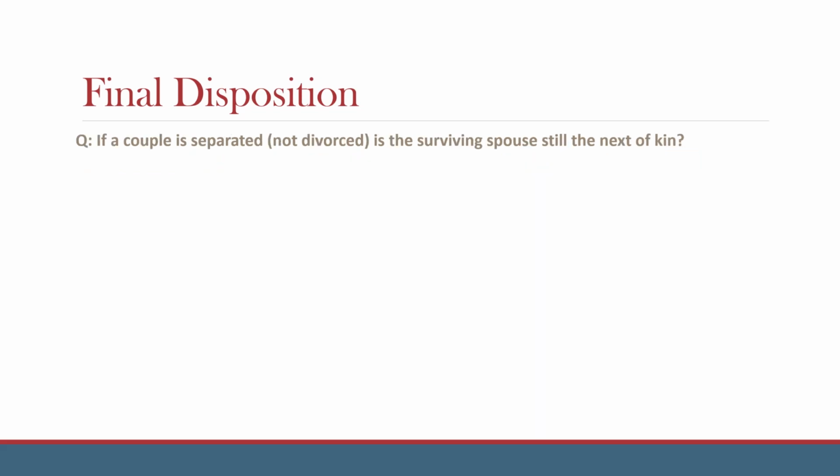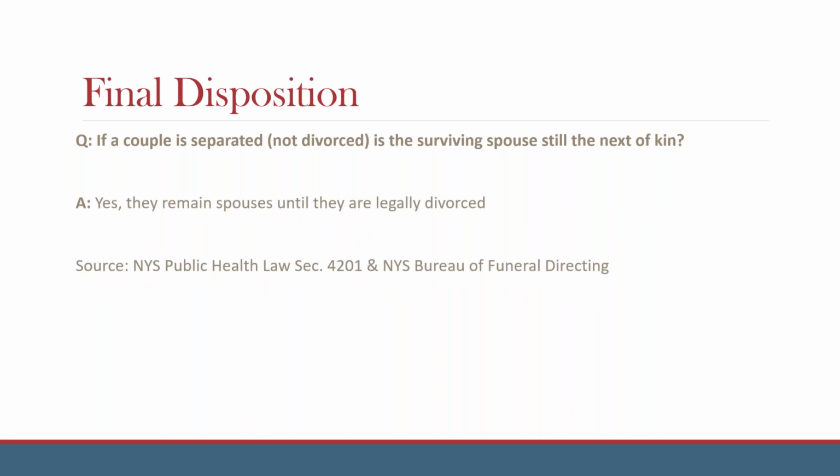All right, still on final disposition, but switching away from child-based questions. If a couple is separated but not divorced, is the surviving spouse still the next of kin? They are. They remain spouses until they are legally divorced. Just so you know, a legal separation is actually a court order. It's usually accompanied by what's called a separation agreement.